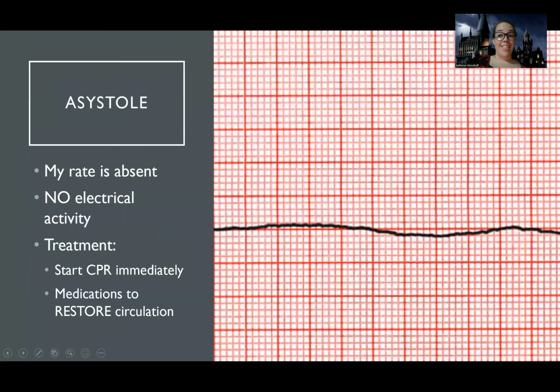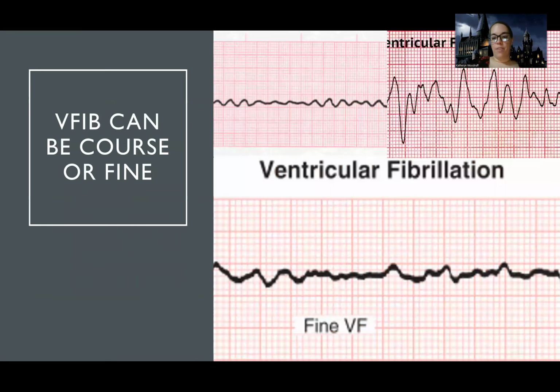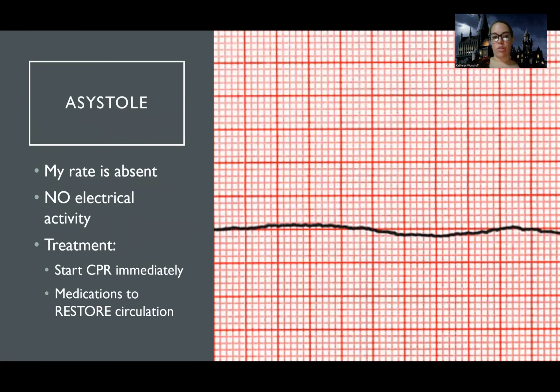There's also asystole. I can't really put it under atrial and ventricular, and I know I promised you only had these five rhythms. There are a couple of other little things, but I promise they're not too bad. Asystole is where their rate is absent. There is no electrical activity going on here. It's just a flat line. There might be a little wave to it, but it's nothing like VFib, where you can see very clear electrical activity.